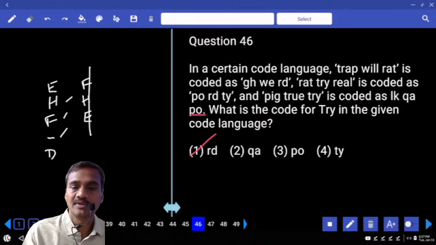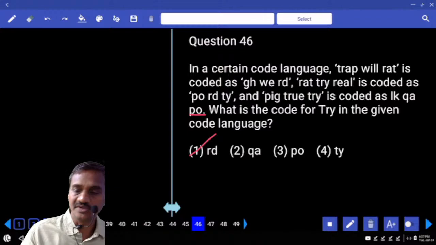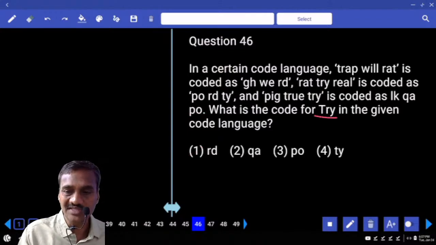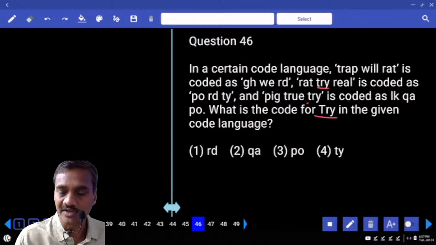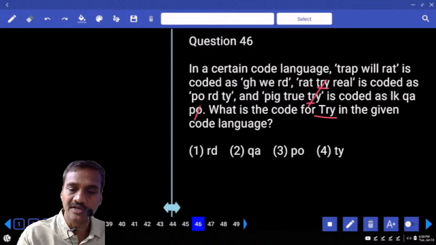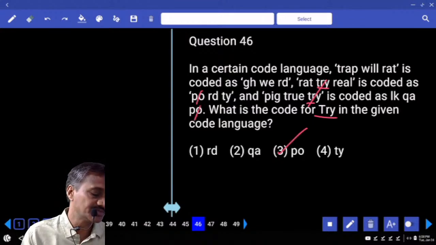Is that clear? Then 46th one. Now in a certain code language, what is the code for try, he asked. Now where is try here? Now we have try at this place. Right? Here also try is there. Now if you compare these two, pig true try, rat try real, try is the word that is common, and one code must be common. What is the code? PORDTY, PORD. Hence PO is common, the code for try is PO. PO choice 3, 46.